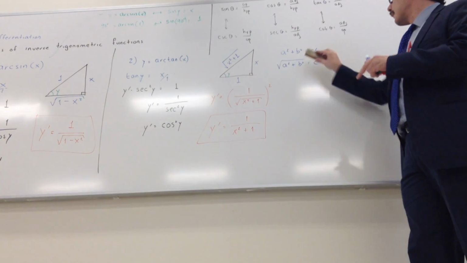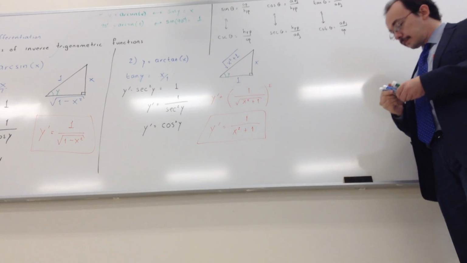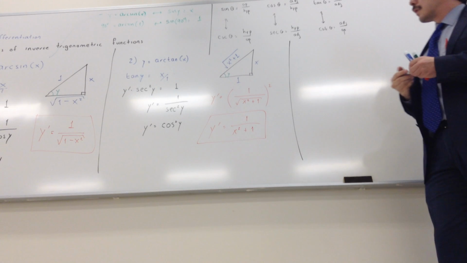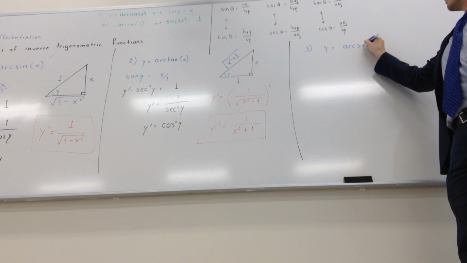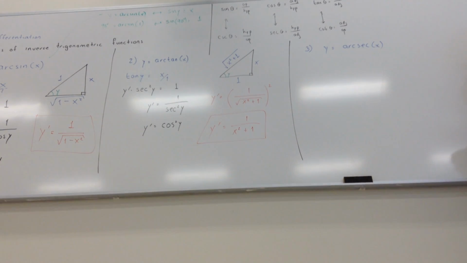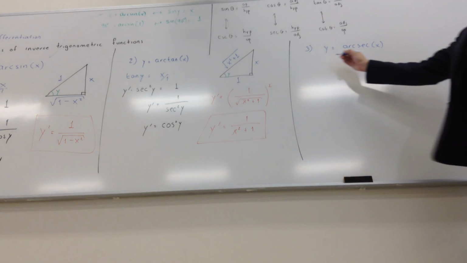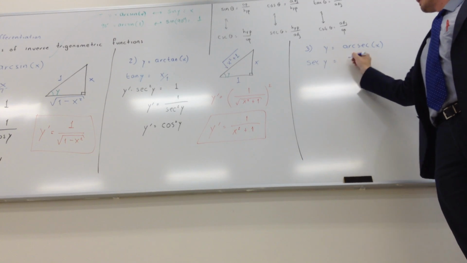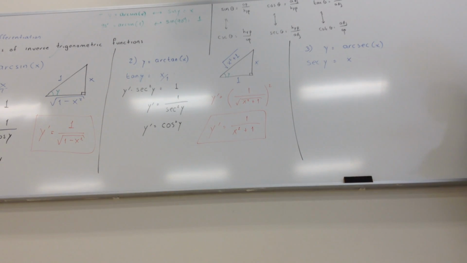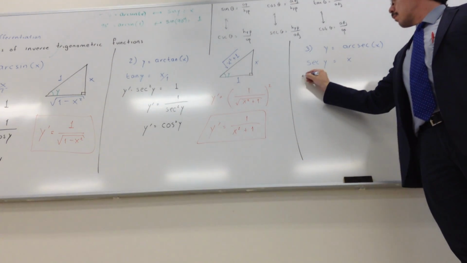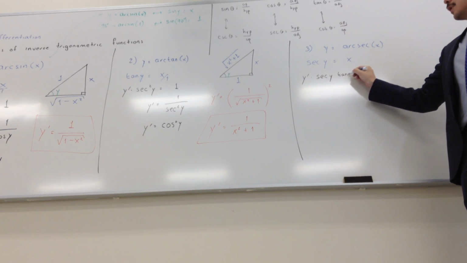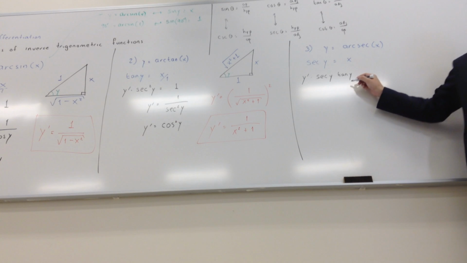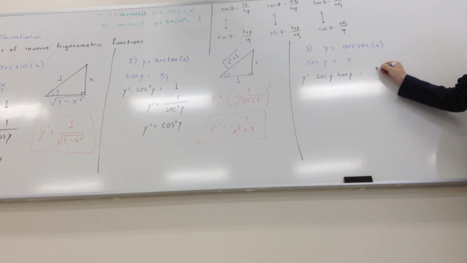Okay, the last one. y equal to arc secant. This one, what do I do? Secant of y is equal to x. Then derivative. y prime times... not tangent squared, not square. Just secant tangent. Equal to 1.